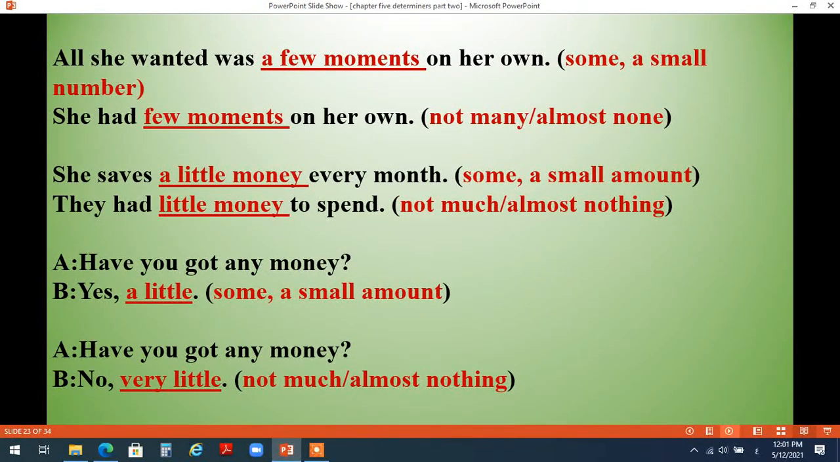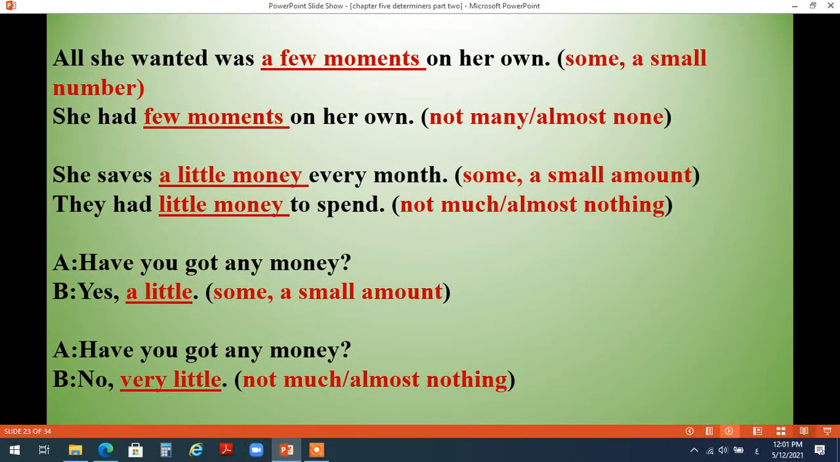She saves a little money every month. It means she saves some money, or a small amount of money. And this amount is indeed small, but it is not bad. But when we say they had little money to spend, it means they don't have much money and they have almost no money at all.